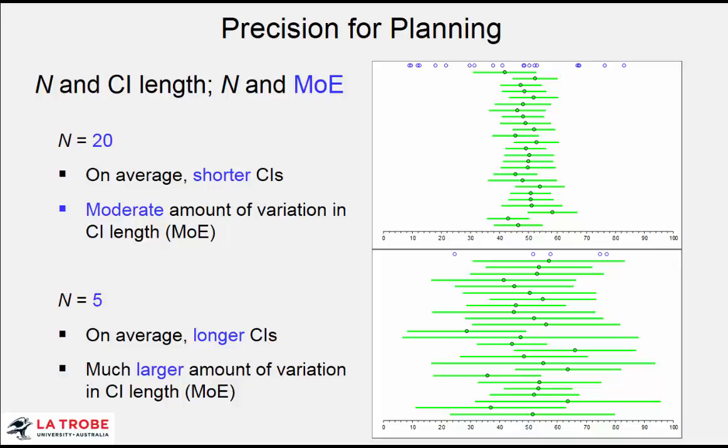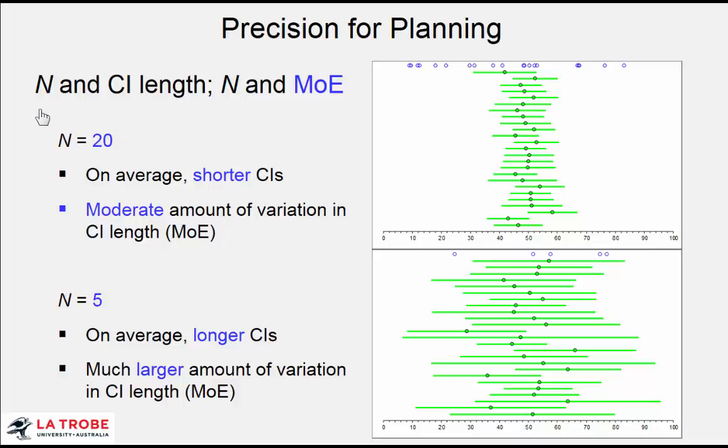I'll take two approaches, one precision for planning, and here the idea is we ask, what N do I need for this particular design I've chosen so that the confidence interval I get on the result is most likely not too long. Of course, large N will tend to give us shorter confidence intervals, and we've got a trade-off. Run a bigger study, choose a bigger N, and you're likely to get a shorter confidence interval. That's good, but at the price of larger N.